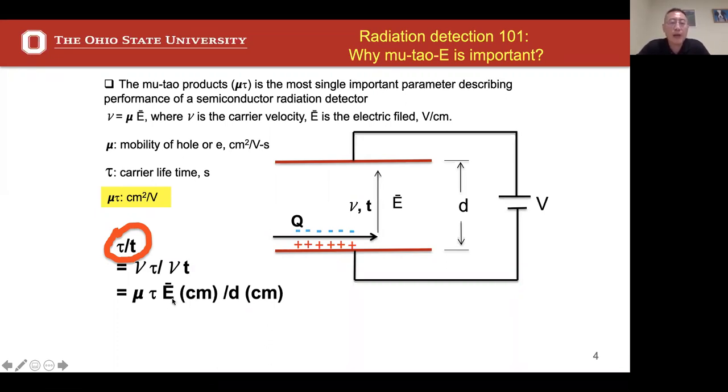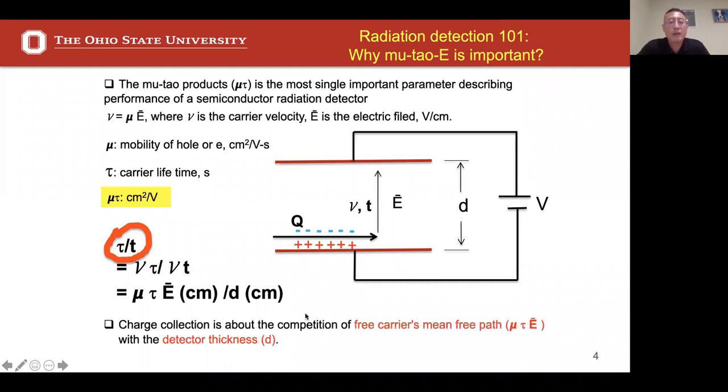So mu tau E has the unit of centimeter, and mu tau E is what we call the free carriers' mean free path, or carriers' mean free path. So this mu tau E is in competition with the detector thickness. If mu tau E is larger than the detector thickness, you will get 100% charge collection.